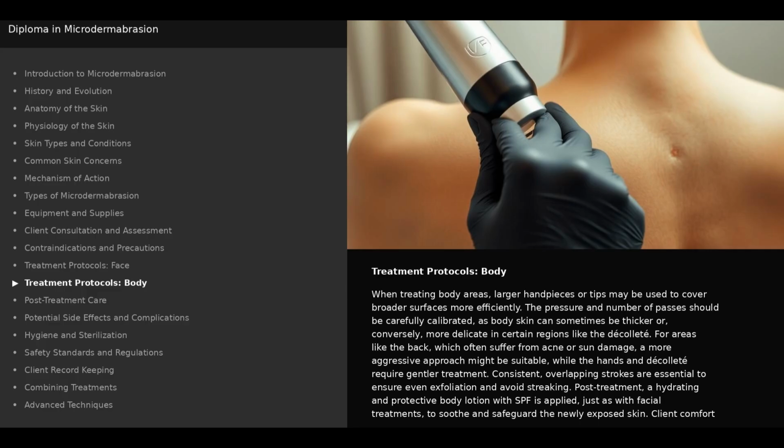For areas like the back, which often suffer from acne or sun damage, a more aggressive approach might be suitable, while the hands and décolleté require gentler treatment. Consistent, overlapping strokes are essential to ensure even exfoliation and avoid streaking. Post-treatment, a hydrating and protective body lotion with SPF is applied, just as with facial treatments, to soothe and safeguard the newly exposed skin. Client comfort and safety are paramount throughout the entire process.